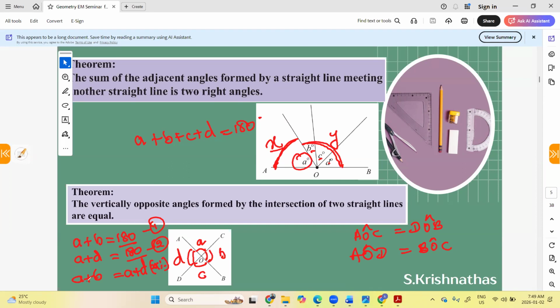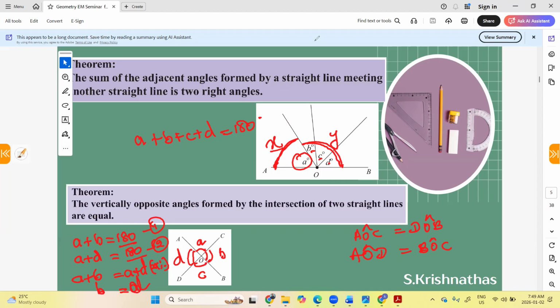Okay. Now A plus B equal to A plus D. I subtract A on the left side and right side. So B equal to D. Here also we can use that axiom. I subtract A on the left side and right side. So by the axiom, B is equal to D.